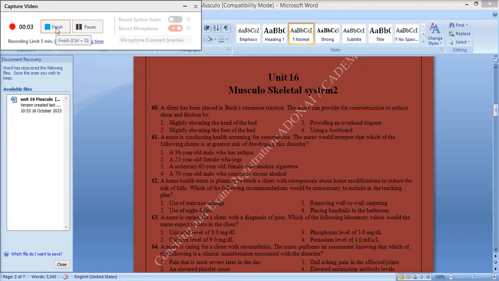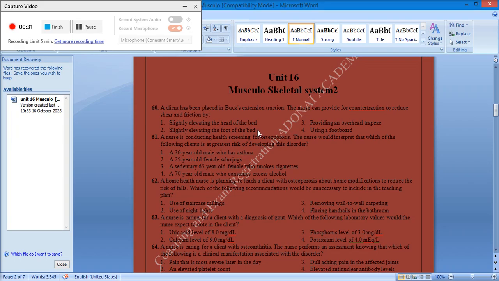Unit 16 Musculoskeletal System 2. 60. A client has been placed in buck's extension traction. The nurse can provide for countertraction to reduce shear and friction by: 1. Slightly elevating the head of the bed. 2. Slightly elevating the foot of the bed. 3. Providing an overhead trapeze. 4. Using a footboard. The correct answer is 2. Slightly elevating the foot of the bed.